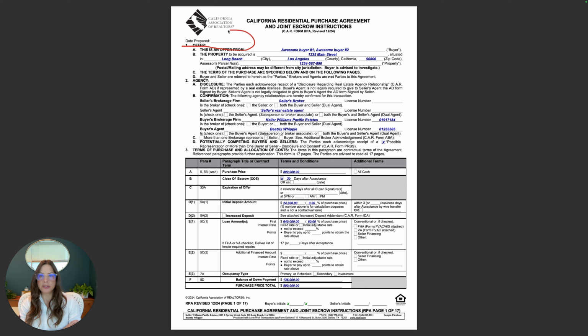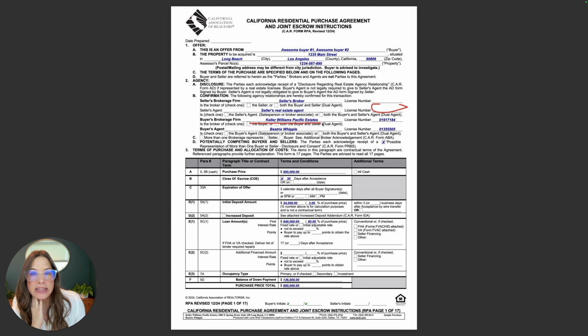So we would typically write in what date it's prepared, the buyer's names, the property address, the assessor's parcel number of the property, which is the tax ID of the property. And we also identify who's representing the seller. This should really be checked right here. The seller's broker's name is here, their license number is here, the real estate agent working under that broker, his name is here, their license number would be here.